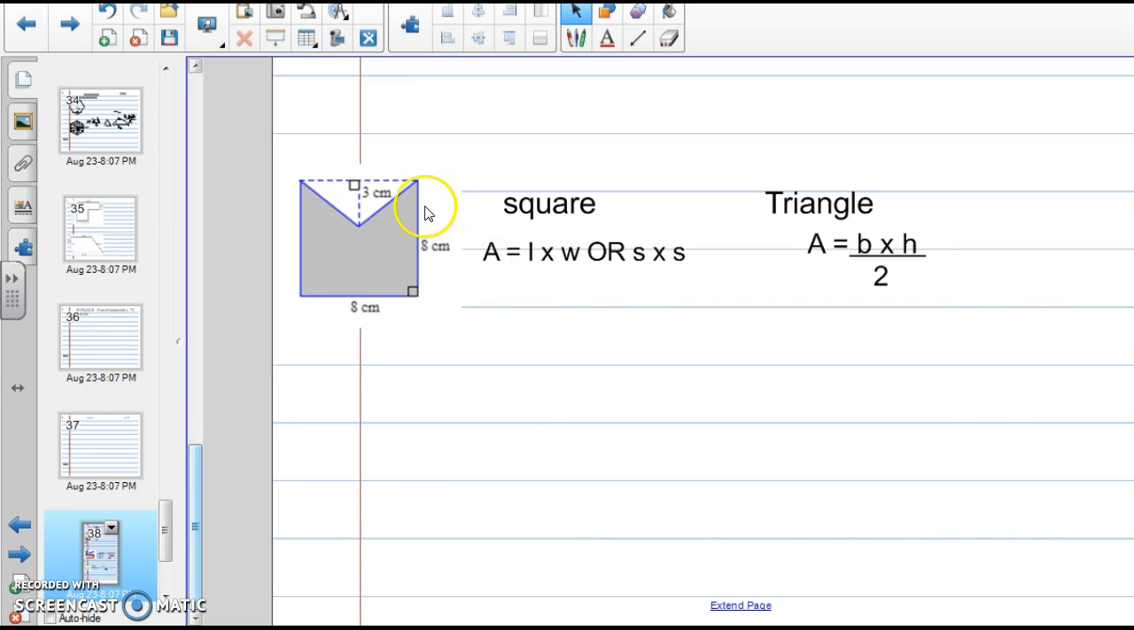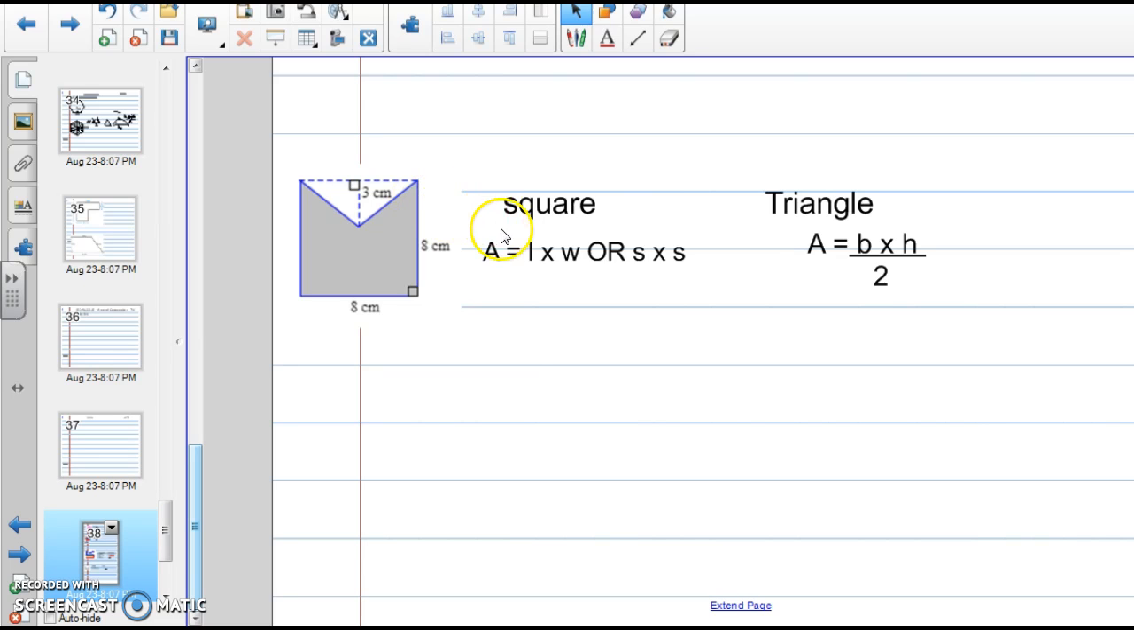So if you notice, this figure is divided into two shapes that we do know how to find the area of, and those are a square and a triangle. If you will pause the video and write down the names of those two shapes on your paper. If you did not use scratch paper today, then you probably didn't do as well on your warm-up, so I need you to turn to a sheet of paper in your notebook now and write this down.